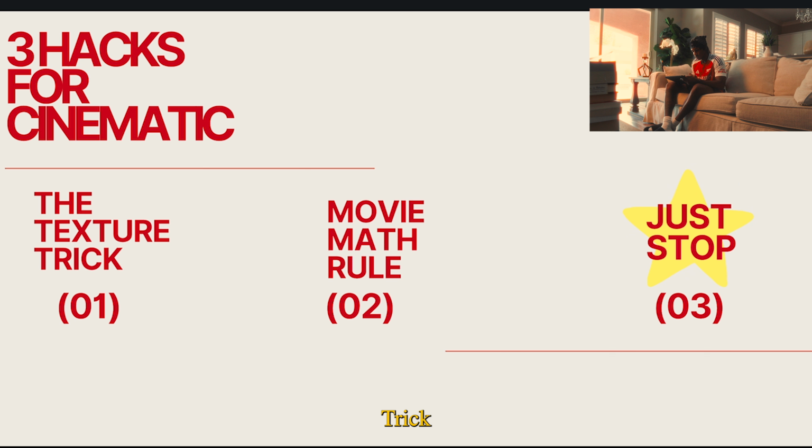1, the texture trick. 2, the movie math rule. And 3, just stop. I put a star behind just stop because I think it's the most important and it's a little bit different from the rest in terms of it's actually something you guys need to stop doing rather than something you need to implement into your content. But let's start with number 1.